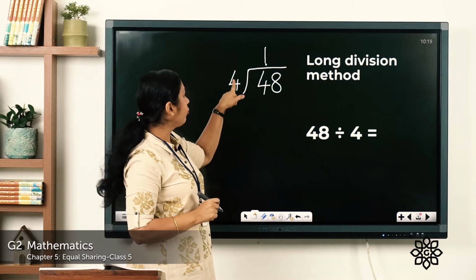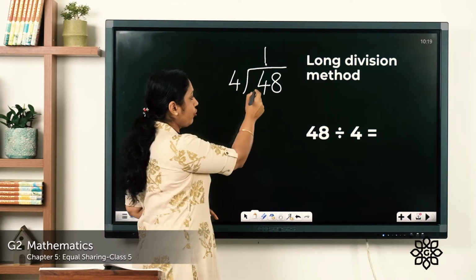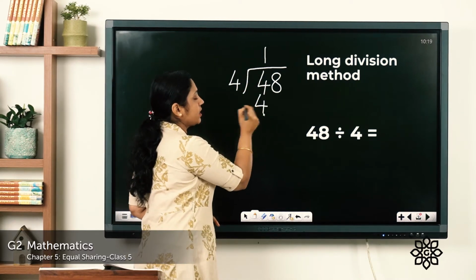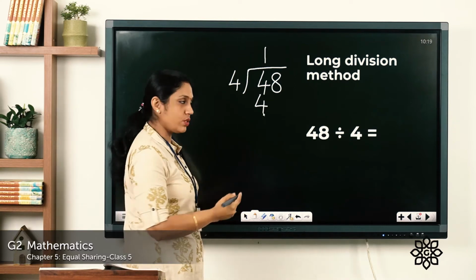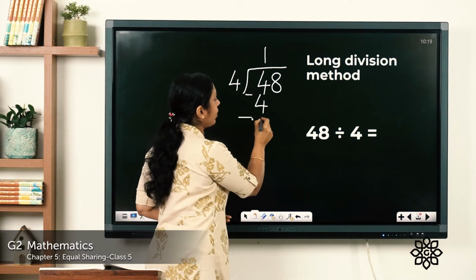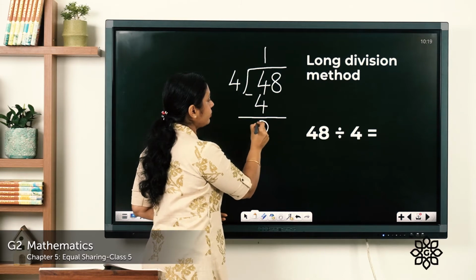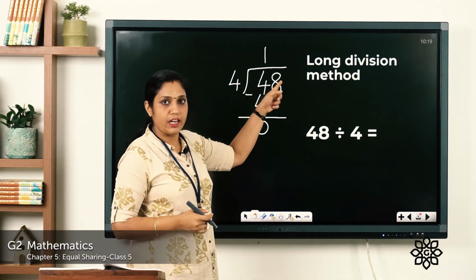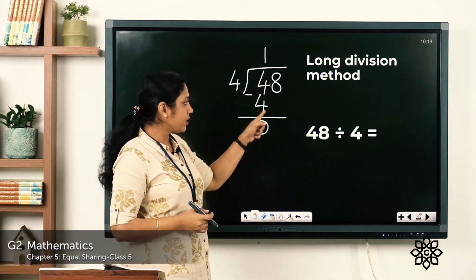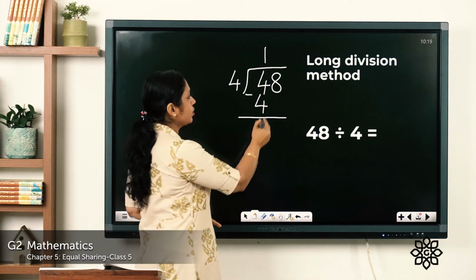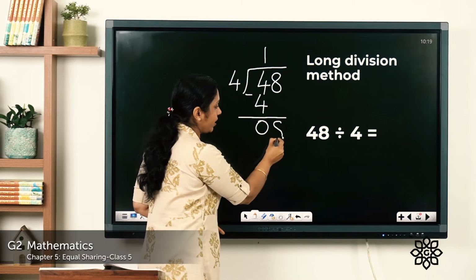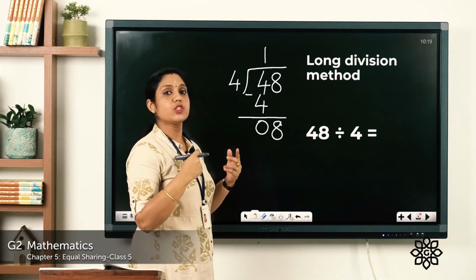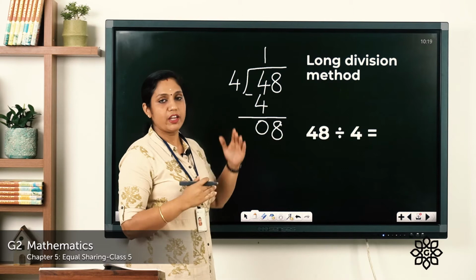Now multiply 4 into 1 is equal to 4. Write it down under the tens place. And the next step is to subtract. So 4 minus 4 is 0. So our division is not finished because we have one more number left. So the next step, bring this 8 downwards. So we are writing this 8 here, and the next step is to divide this 8 by 4.